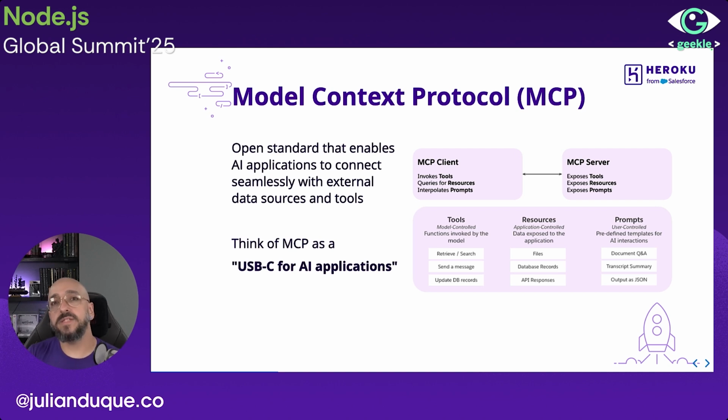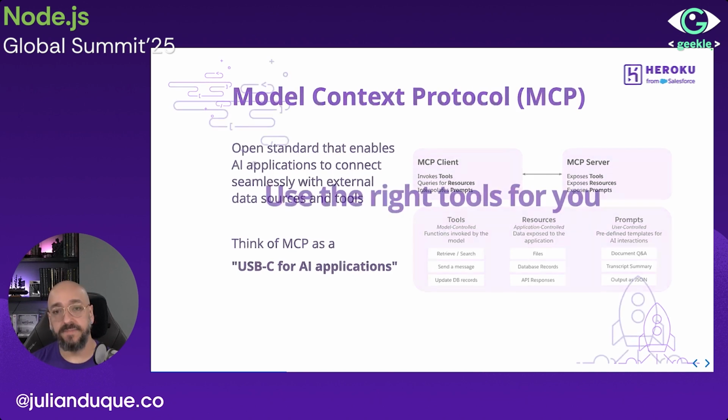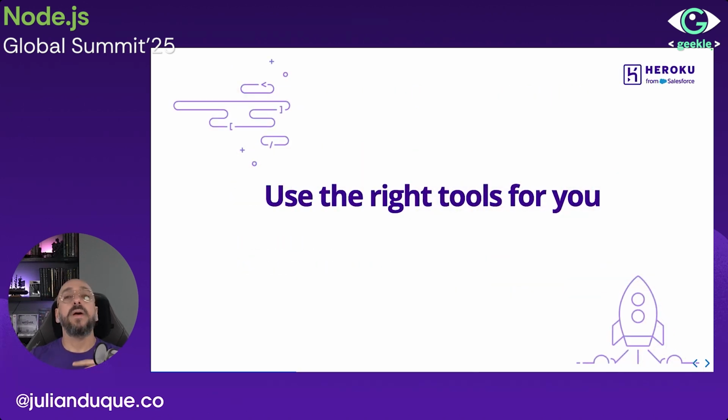So this is something that is coming right now on the AI ecosystem, and it's getting a lot of attention. And recently, OpenAI also said that it is going to adopt the MCP protocol in their agents, which is amazing. But there are many options, and for building your AI applications, you need to use the right tools for the problem you want to solve.